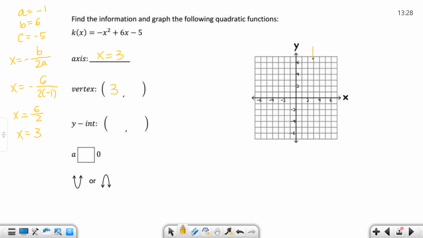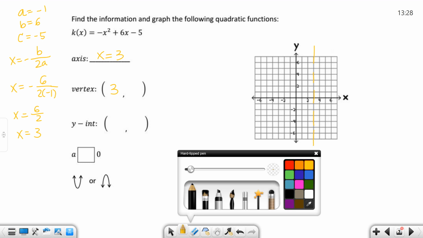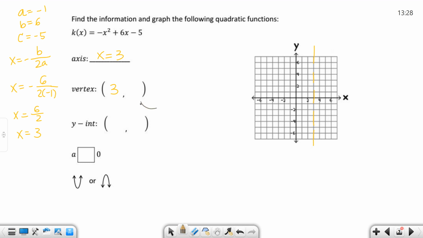So I go to x is 3, and oops, I missed that. I just missed that badly. And there's my dotted line for my axis of symmetry. And again, I missed that. Let me try to fix this right here. There we go. Move it over a little bit. All right, and then I need to find my y value of this.